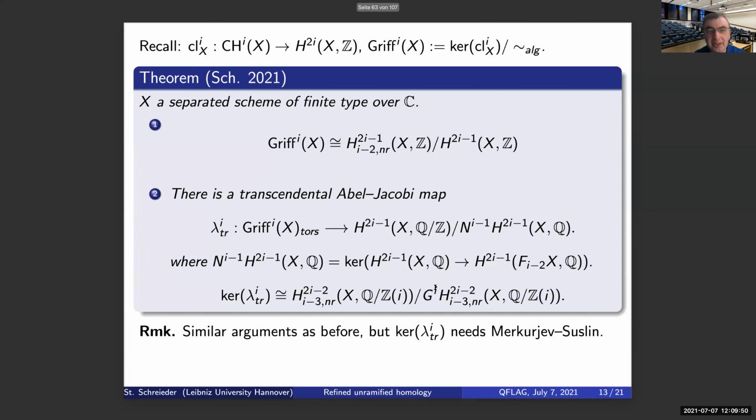What does transcendental mean? Griffiths' Abel-Jacobi map is a map from the Chow group: you look at a homologically trivial cycle, and Griffiths associates to it an element in some torus. And this map is not necessarily zero on algebraically trivial cycles. So the Abel-Jacobi map does not descend to the Chow group modulo algebraic equivalence.